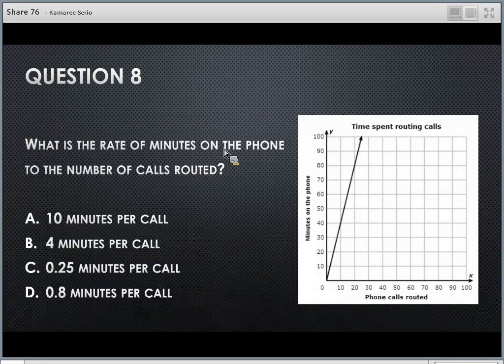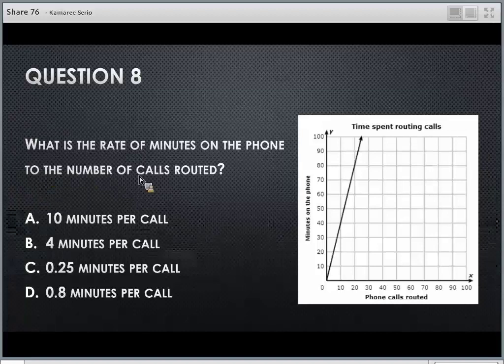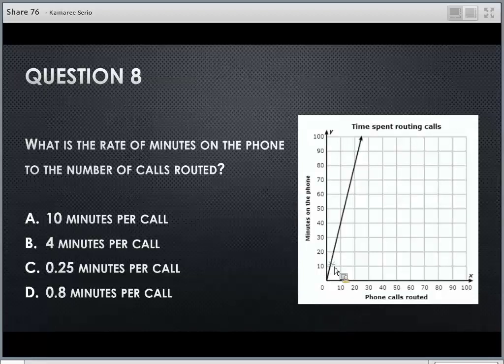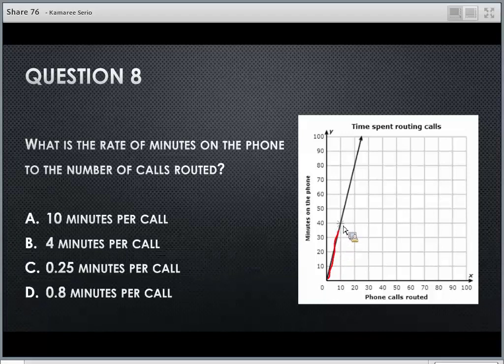All right, what is the number of minutes on the phone to number of phone calls routed? So whenever you have these problems, you need to pick a point, right? So you see our line on this graph. You are going to follow this line until you get to a point where it touches an intersection. See how all these grid lines have these intersections where your y and x grid lines meet? You need to pick a point where your line goes exactly through the middle of one of those. Okay, so if I look at this grid line, it touches it, but it's not in the center. It's not in the intersection, not in the intersection, but here it is.